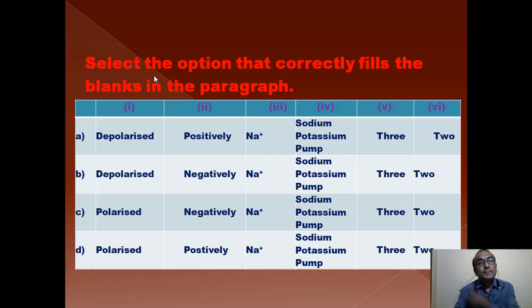So the membrane outside will be polarized. It is positively charged, and sodium ions are not allowed to enter. Sodium-potassium pump is sending out 3 sodium ions and taking in 2 potassium. So D is the right option here.